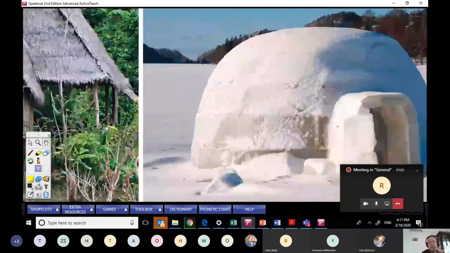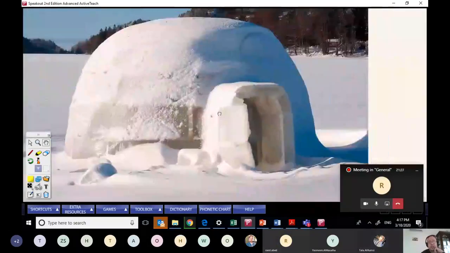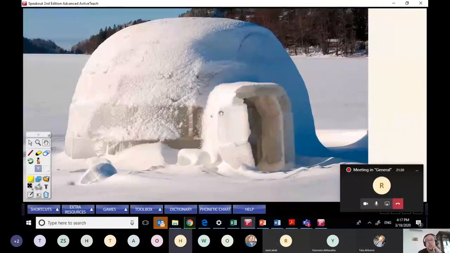Let's move on to this one then. Why is this one designed this way? Because igloos can actually trap the heat inside. Good. Yeah, so it can save heat. Mm-hmm. Good, so it traps the heat inside. Anything about this shape? Does it matter?